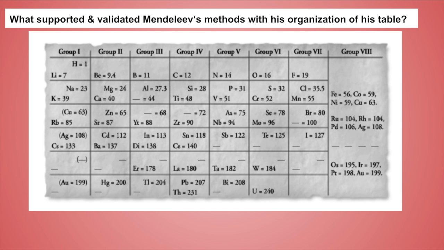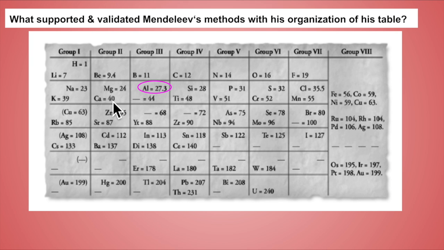Now this other question, what supported and validated that his methods of organization of the table were actually correct? Well, remember he shared his periodic table with his colleagues and the world in 1872, and he left a space right here, right under aluminum. He even named this unknown element eka-aluminum, I think. He's like, there's something that's got to be right here that weighs about this much, between calcium and tin.